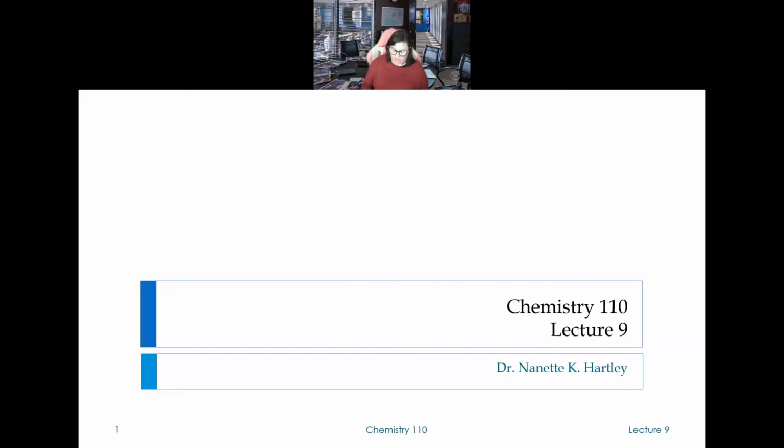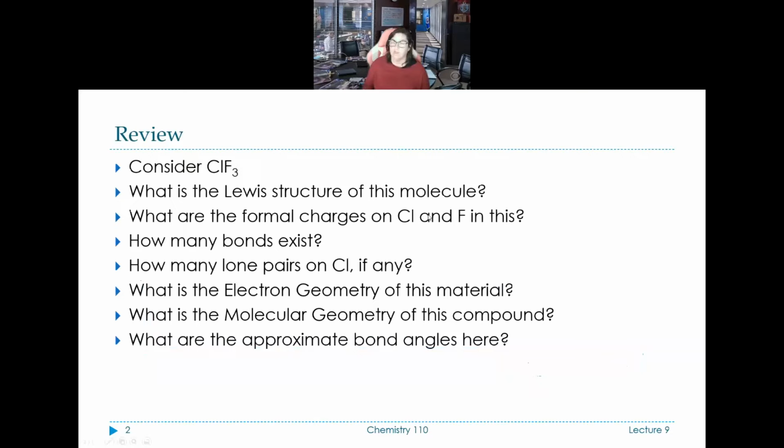All right, let's see if we can do some review here, and then we'll get to our new material. So review. Consider ClF3. What is the Lewis structure of this molecule? So we're going to have to draw a Lewis structure. What are the formal charges in chlorine and fluorine? We can do that from a Lewis structure. How many bonds? I'll be able to tell that from a Lewis structure. How many lone pairs on Cl, if any? I'll be able to tell that from a Lewis structure.